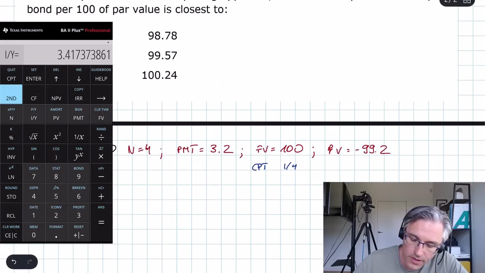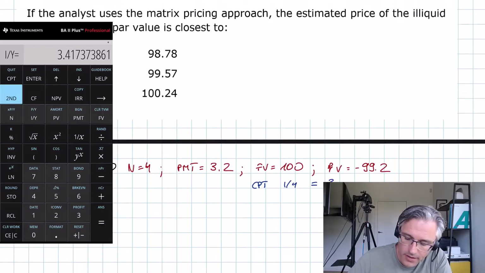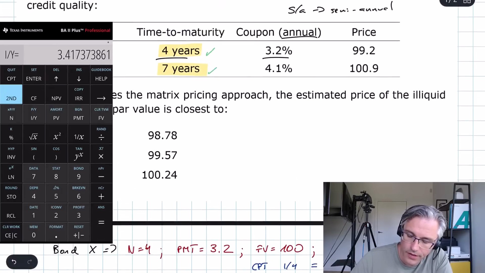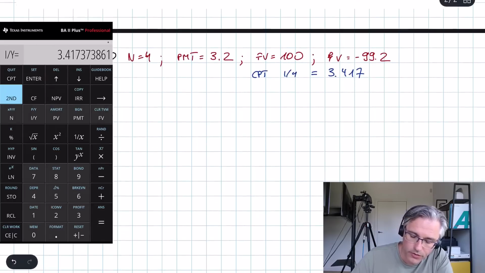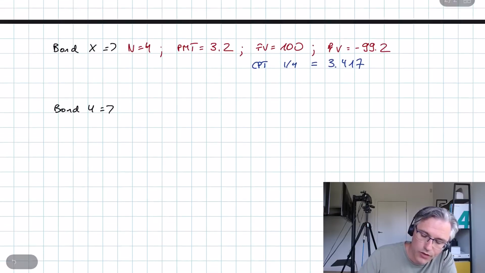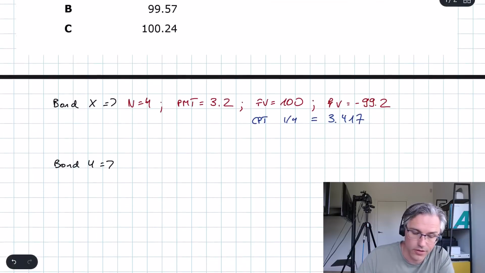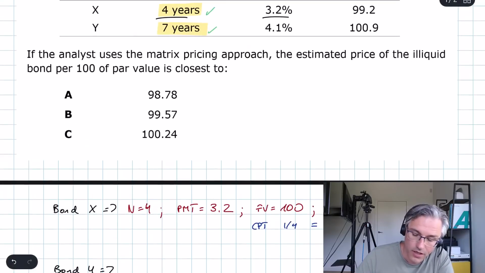Okay, as you can see, my calculator is displaying a result of 3.417 over here. That's for the first bond, that's bond X. Now let's do the same thing for bond Y. This time a very different time to maturity, not just more, 7 years.